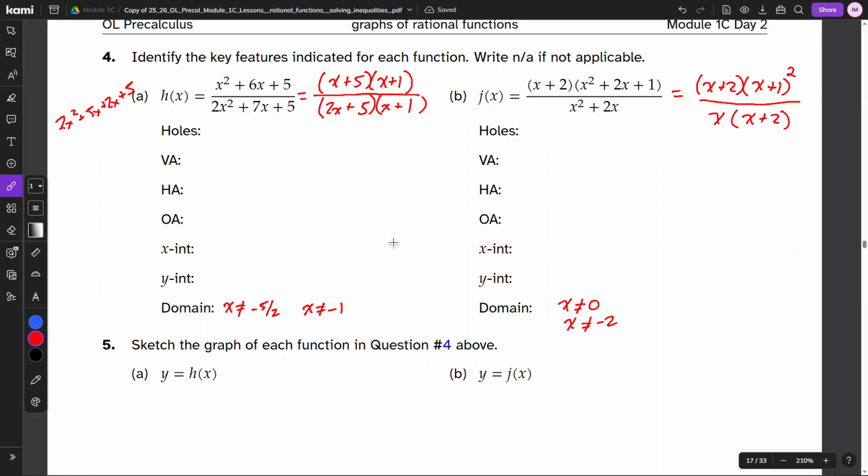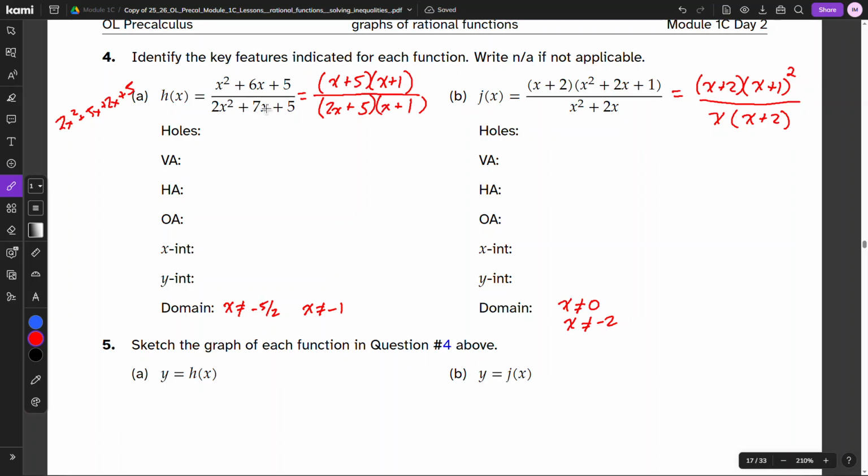Okay, so now let's identify key features and draw the graph all at once, right? So to identify key features, we need to make sure we can get things in factored form. I went ahead and wrote the factored form here. Take a moment to make sure we understand that x squared plus 6x plus 5 can be written as x plus 5 times x plus 1.